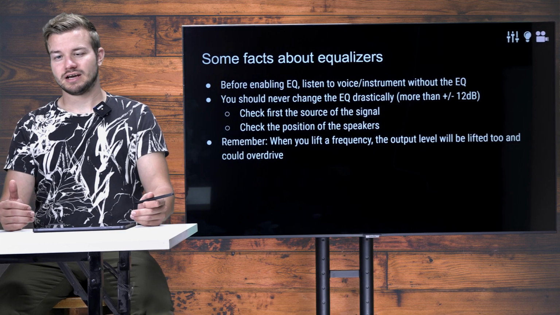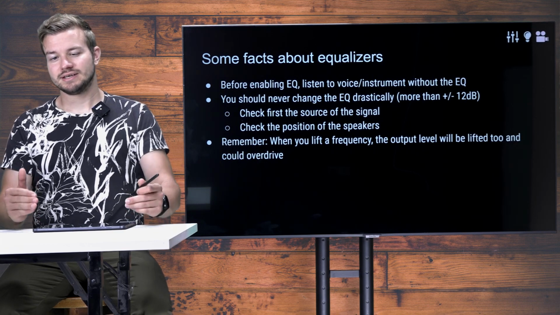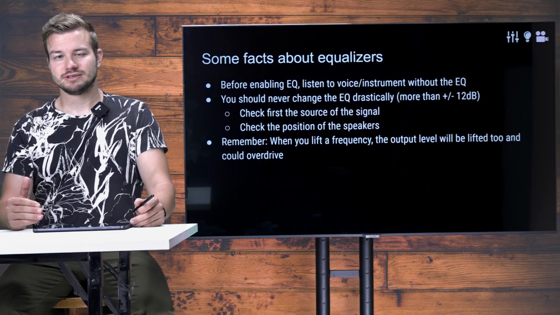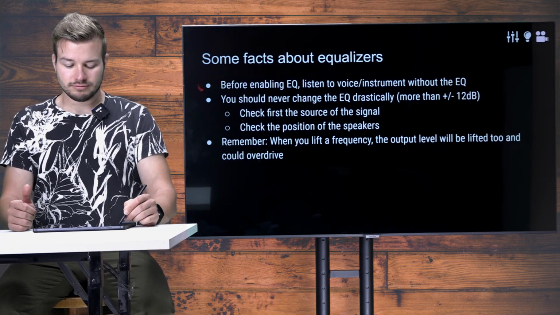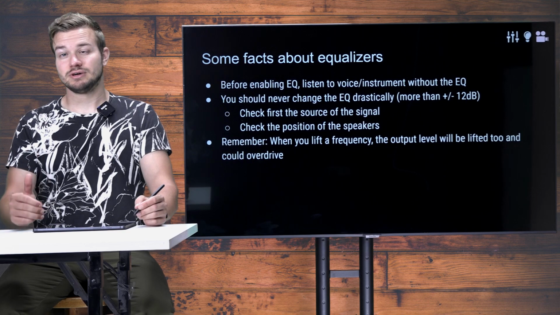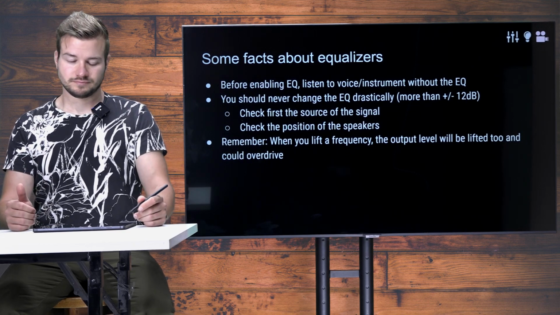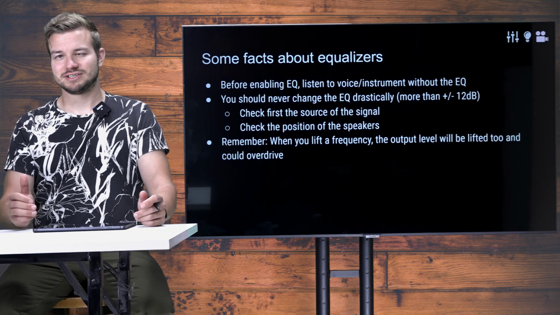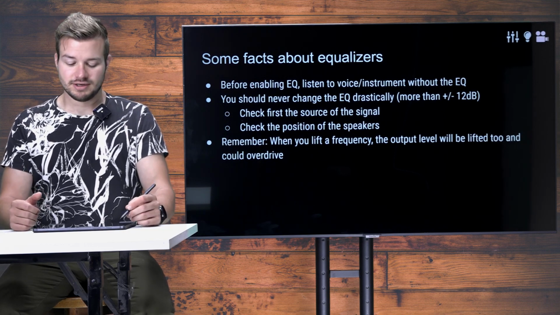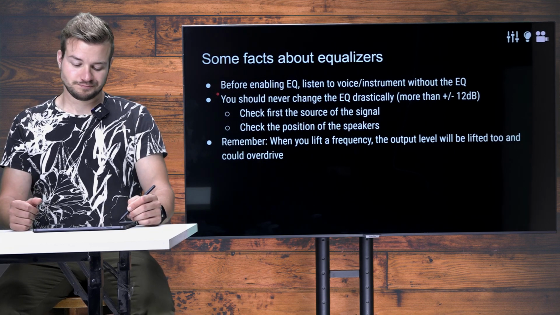Most of the time we use a preset EQ. We already have some settings in the EQ such that we can do the sound check faster. But here I want to encourage you, always first listen to how it sounds without the EQ, so that you know how the instrument sounds naturally, and then enable the EQ and change parameters.